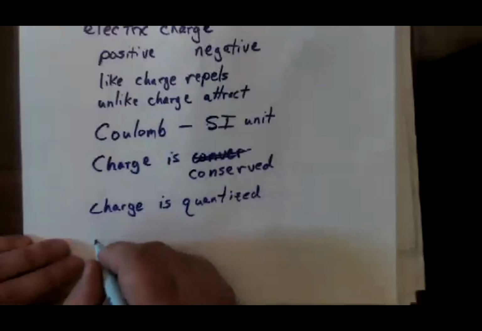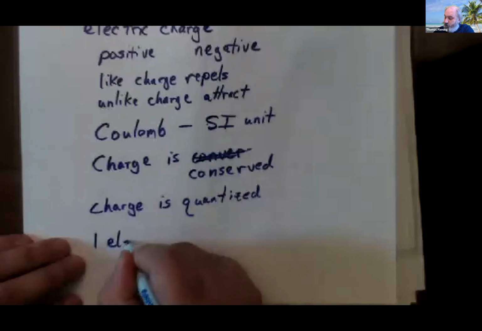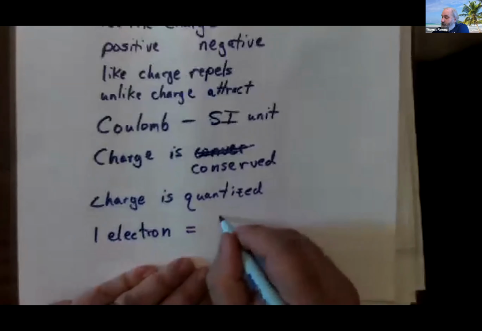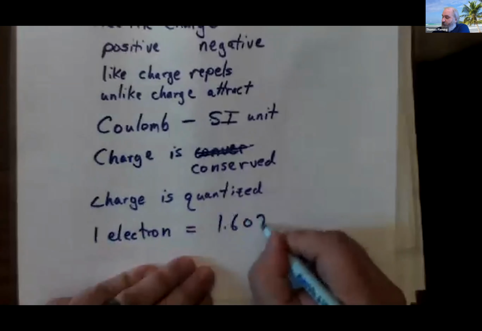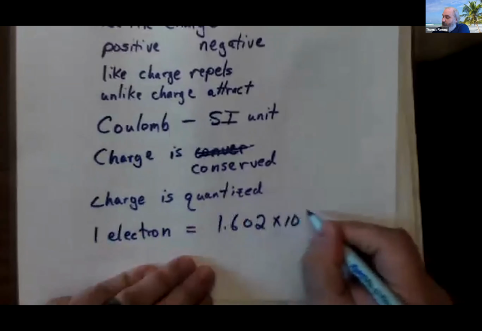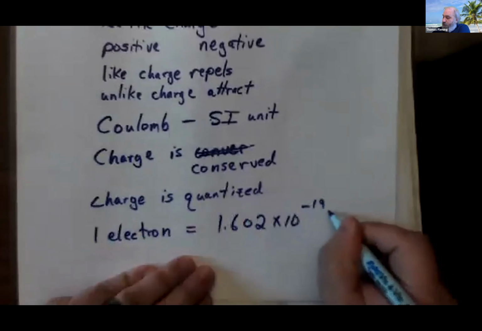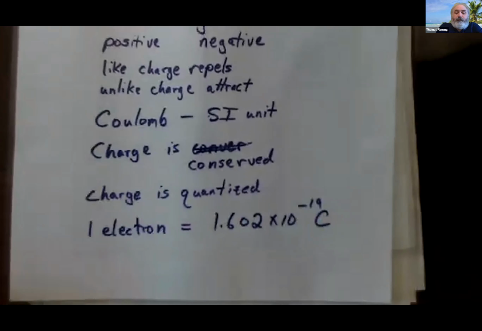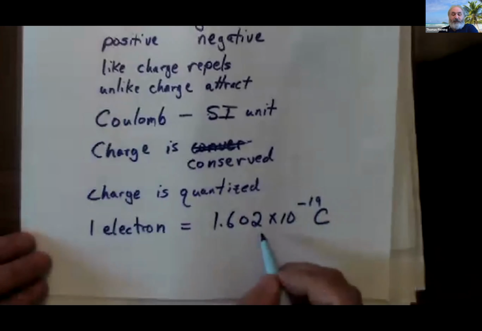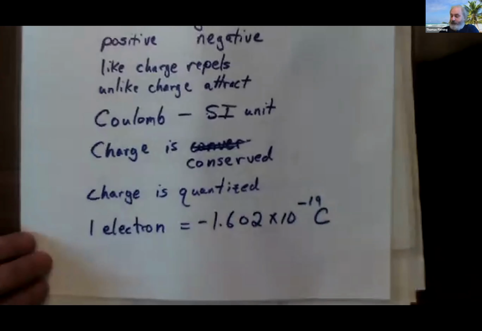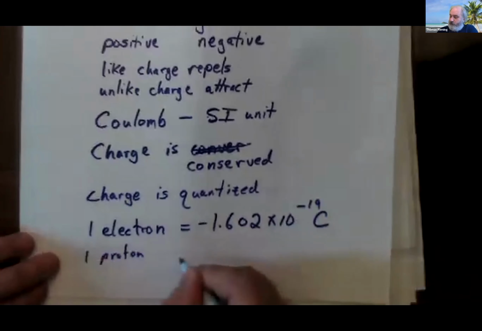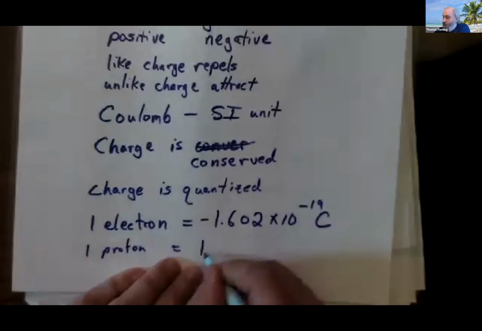Well, it turns out that one electron has a charge of about 1.602 times 10 to the negative 19th coulombs. So this is one quanta of charge. And of course, protons are the same number. Of course, electrons are negative charge, so I should make it negative. And one proton is the same amount of charge.